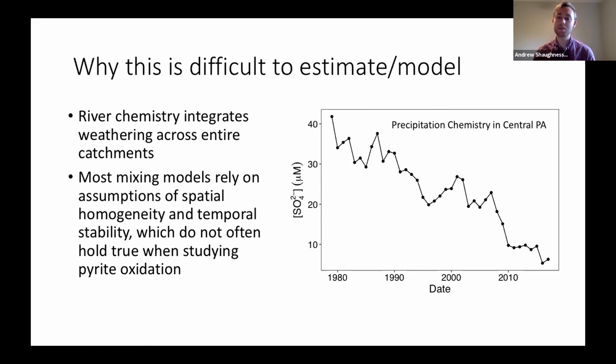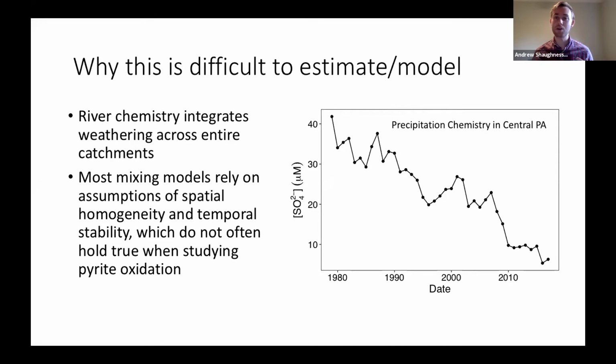When we think about studying pyrite oxidation, oftentimes we turn to river chemistry. The reason is that rivers integrate the weathering across the entire drainage basin. That's important for understanding this averaged oxidation across the entire catchment, or the entire critical zone. One thing that becomes difficult is that stream chemistry is never really just from one source. Sulfate in streams comes from many different sources, including acid rain, gypsum dissolution, and pyrite oxidation.